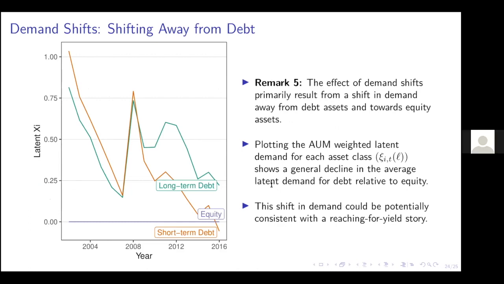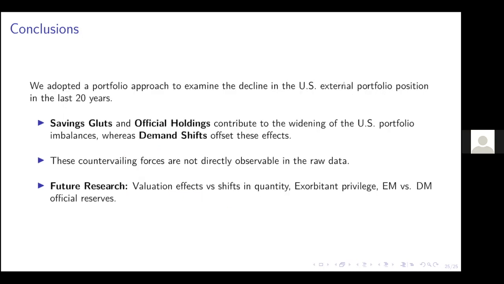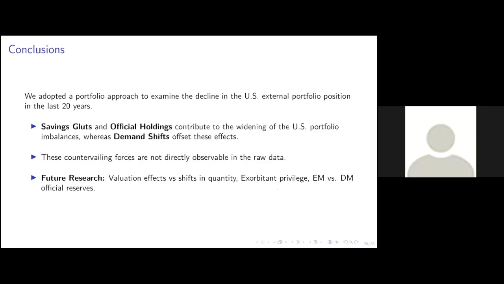Yeah, hi everyone. This is a very interesting paper. It's very intriguing. A couple of questions. First, I suspect you can do a decomposition of returns, or excess returns, risk premia, whatever, into the component that comes from savings glut versus central bank accumulation versus shifts in demand, just like you do it for quantities. This was the sense of my first question.